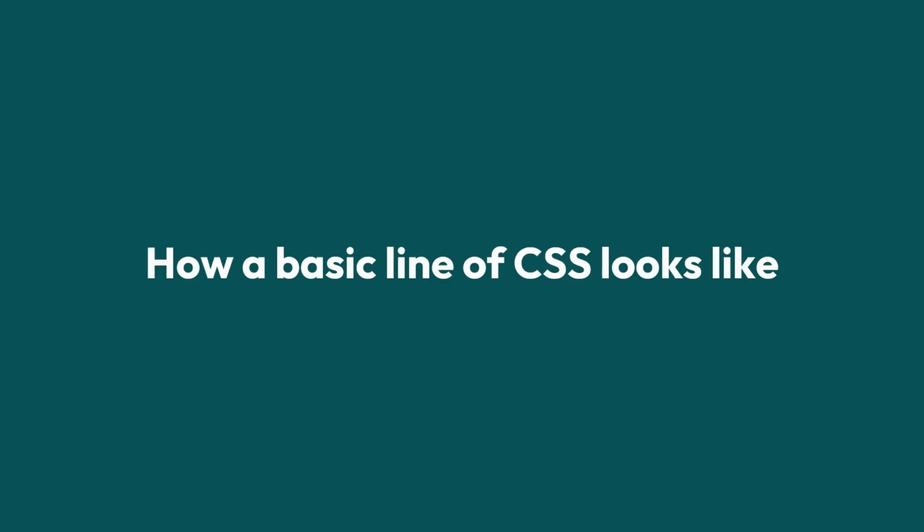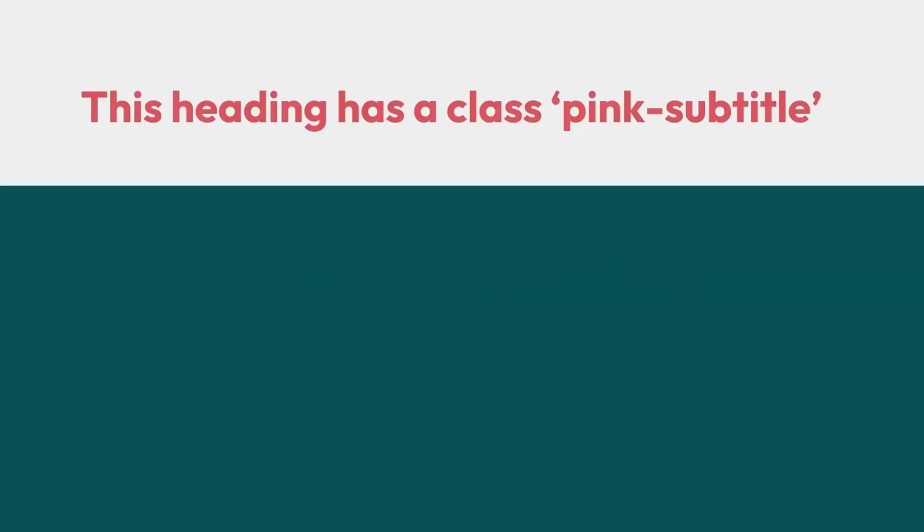Now in this lesson, let's see how a basic line of CSS looks like so that we can actually start typing and writing our CSS. We will write our first line of CSS code in this lesson. So let's get started. For example, I have a heading that says this heading has a class pink subtitle, and this heading will actually have a CSS class called pink subtitle. And now let's see how we could actually style this class and give it some values in CSS.